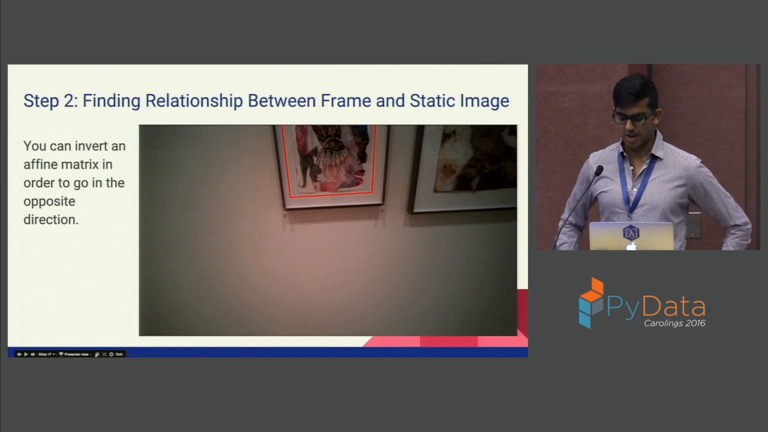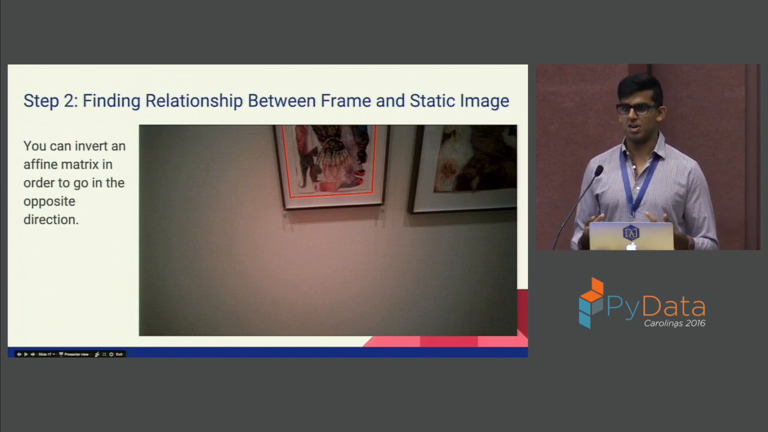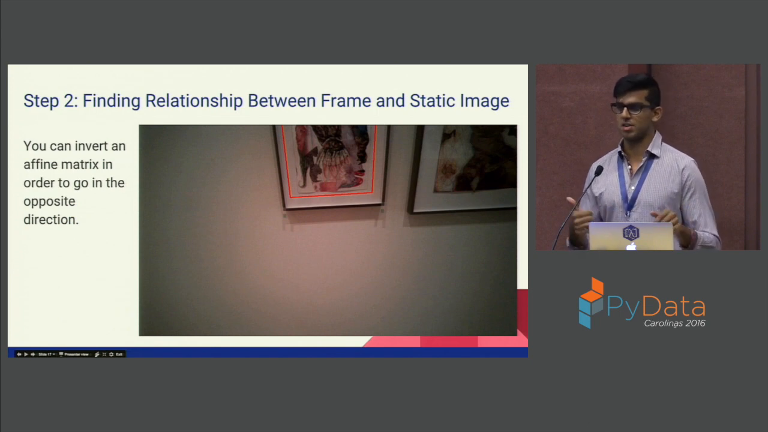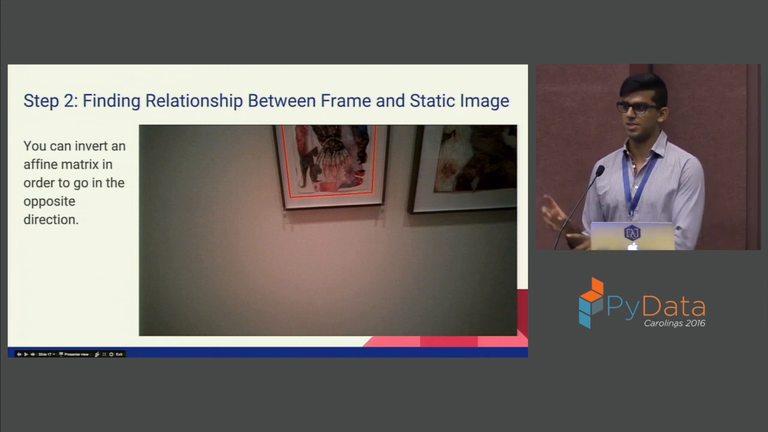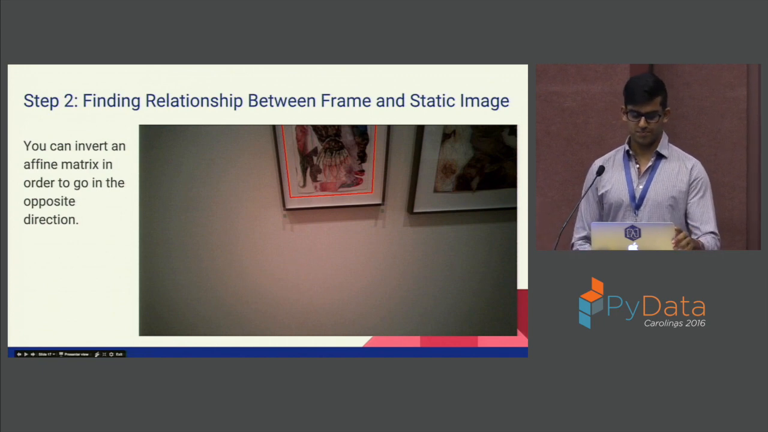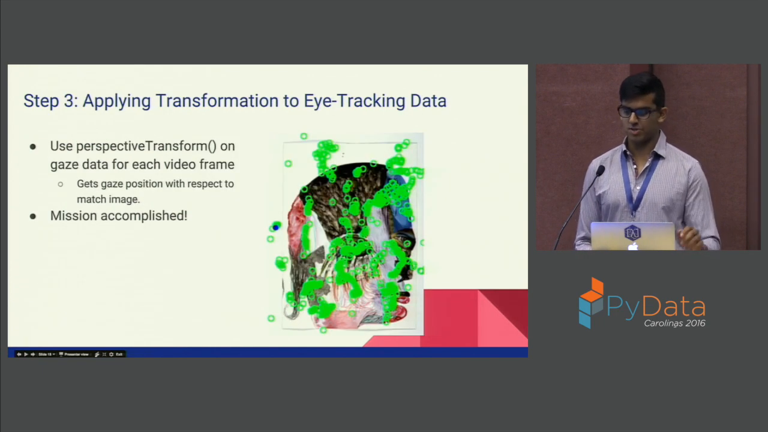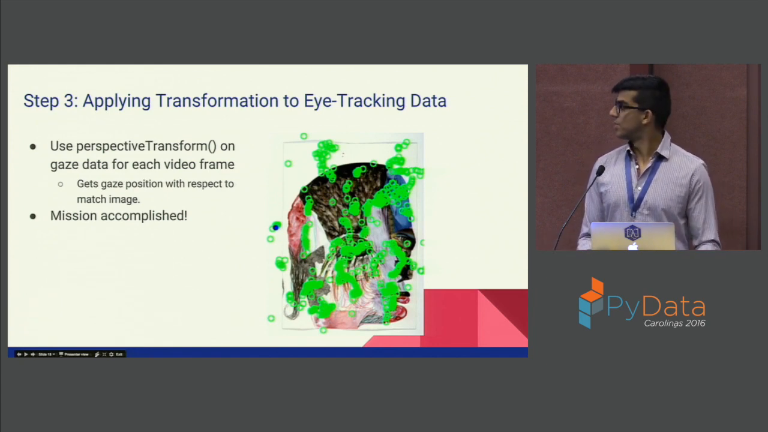And this can actually be applied in the other direction simply by inverting the matrix. So you can go from the static image coordinates to the video frame coordinates just by inverting the matrix and then applying the transformation on the static image. So once we have this affine matrix, we use the perspective transform function that I mentioned earlier on the gaze data for each video frame because we already have a transformation from video frame space to static image space. So that's essentially what we did.